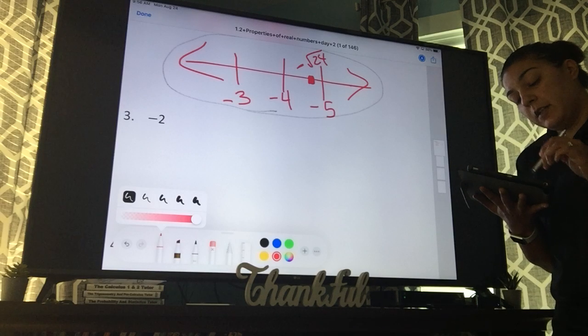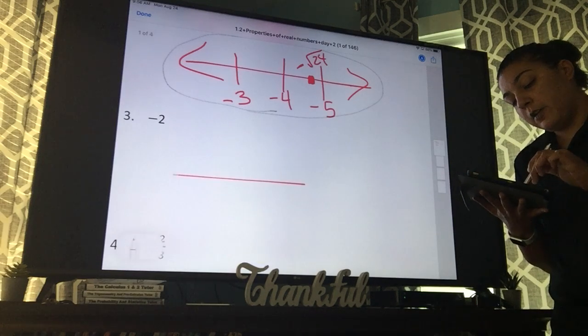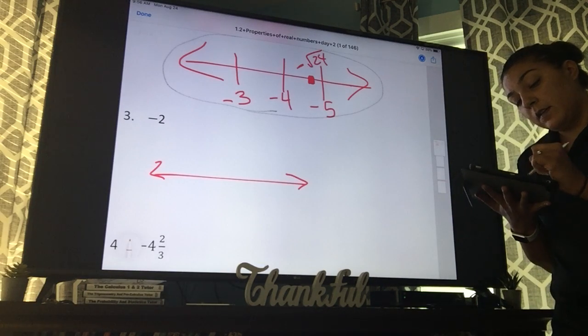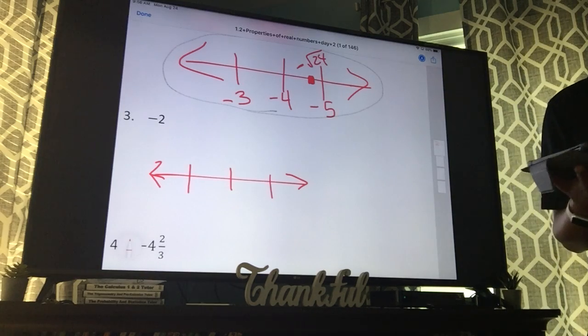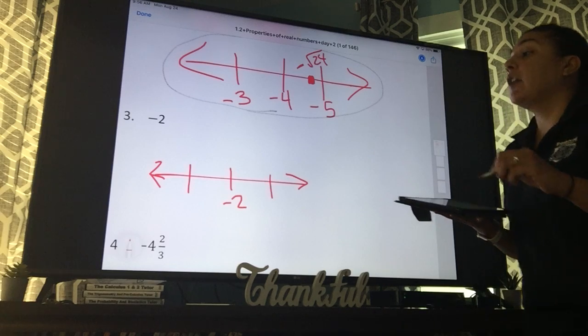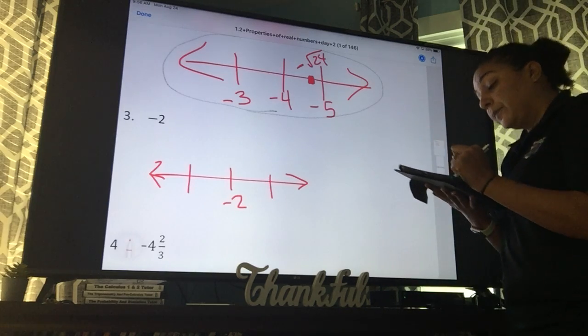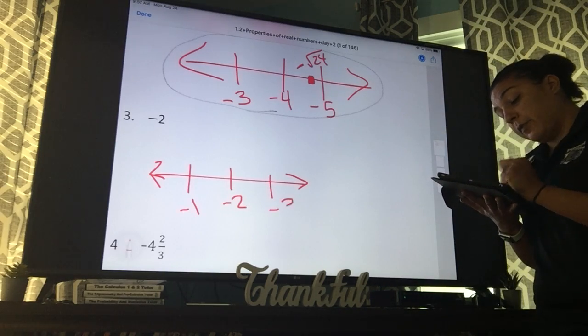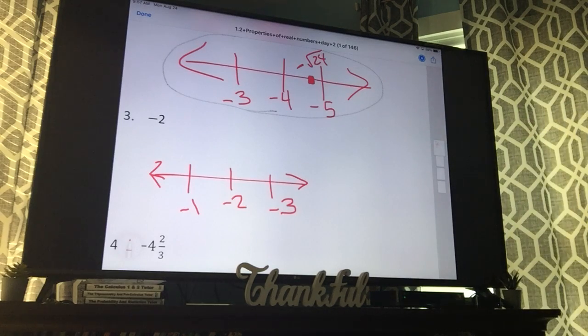Okay, the next one. This one's fairly easy. So you're going to draw your graph and 3 tick marks. You have a center point. In this case, same thing. Our center point is going to be -2. And we're going to go 1 up, 1 down. So, -1 and -3. -2 goes on -2. Okay, this one was fairly easy.